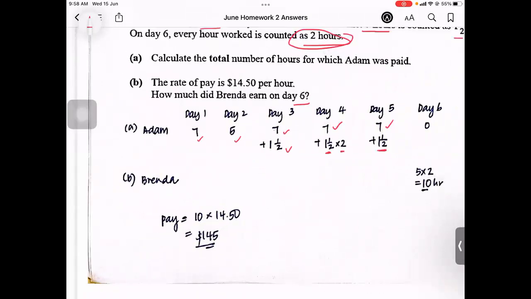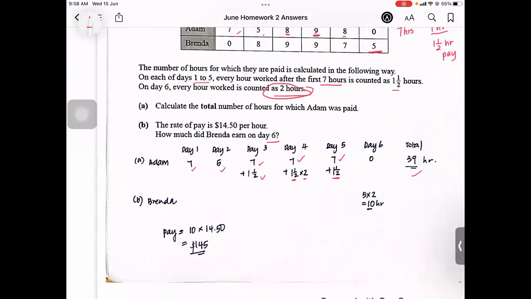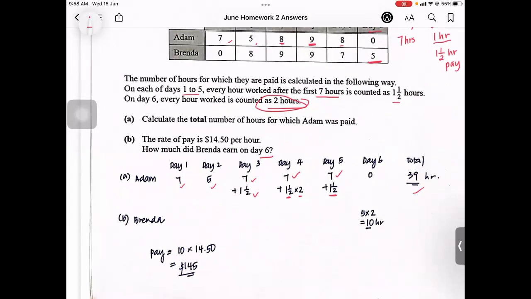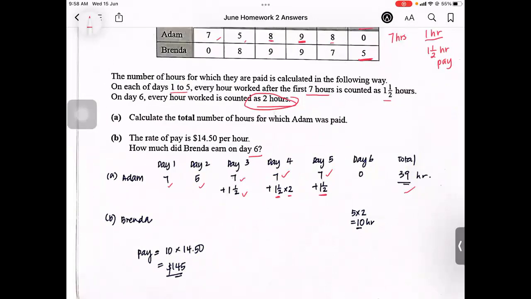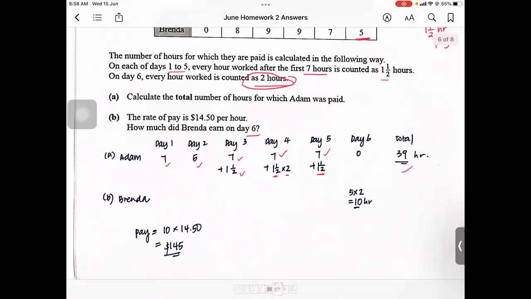Okay, this one I hope you all know how to calculate, because in the future, if you go for OT and stuff like that, or even go for a part-time job, this is how the real world actually pays the worker as well. So you should be able to know how to calculate your own salary.